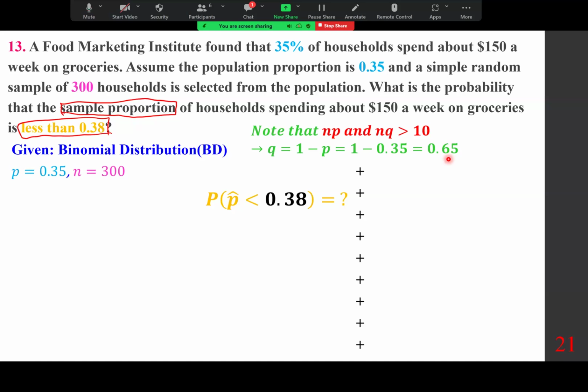I'm going to leave it for you to justify that 300 times 0.35 and 300 times 0.65, both are way larger than 10. So what does it mean? We can approximate it with a normal distribution. And so what is given? Mu of p hat is p, and sigma of p hat is square root of pq over n.